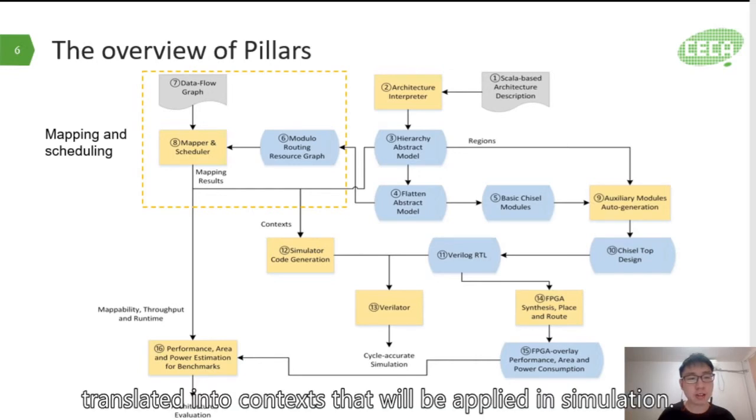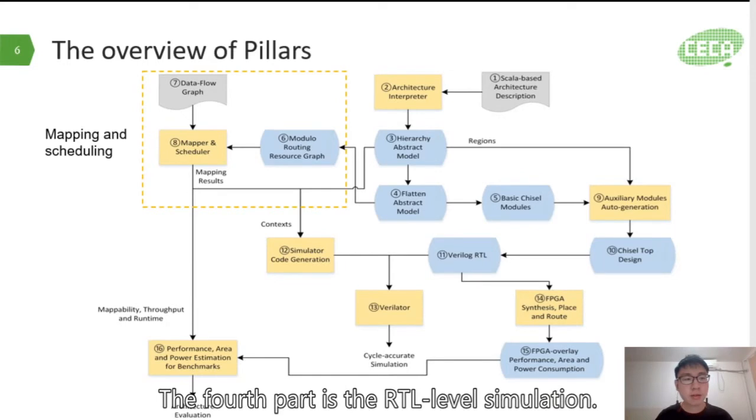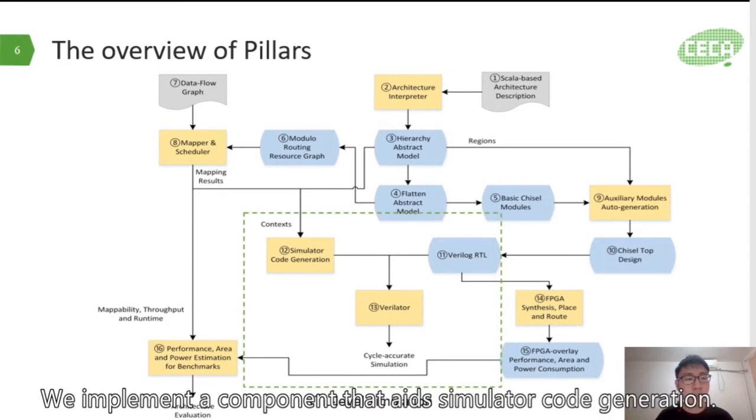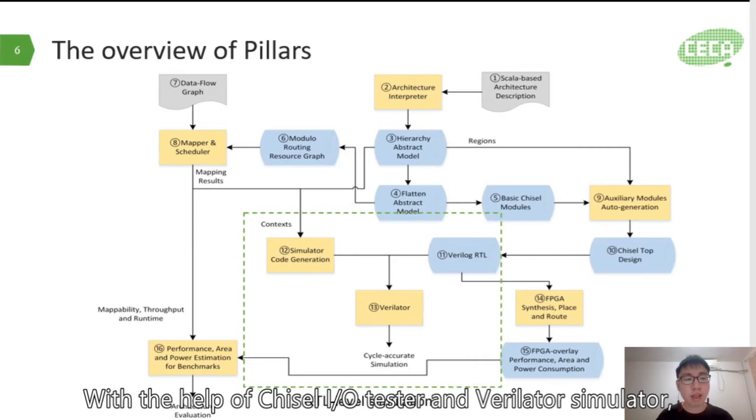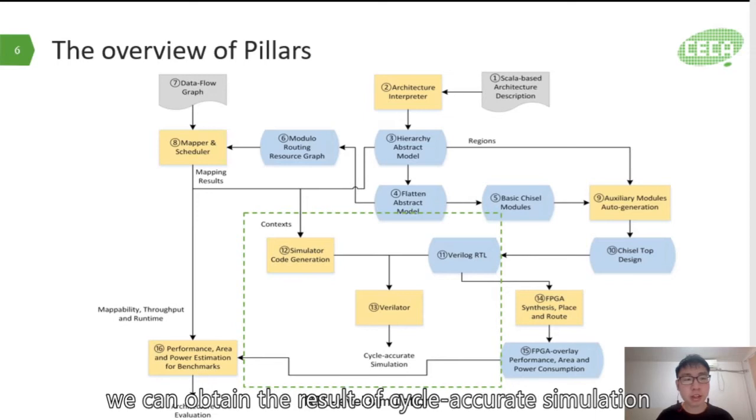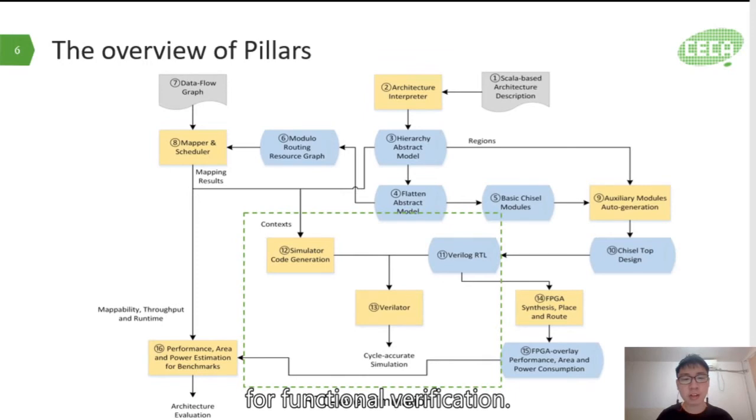The fourth part is the RTL-level simulation. We implement a component that aids simulator code generation. With the help of Chisel IO tester and the Verilator simulator, we can obtain the result of cycle-accurate simulation for functional verification.